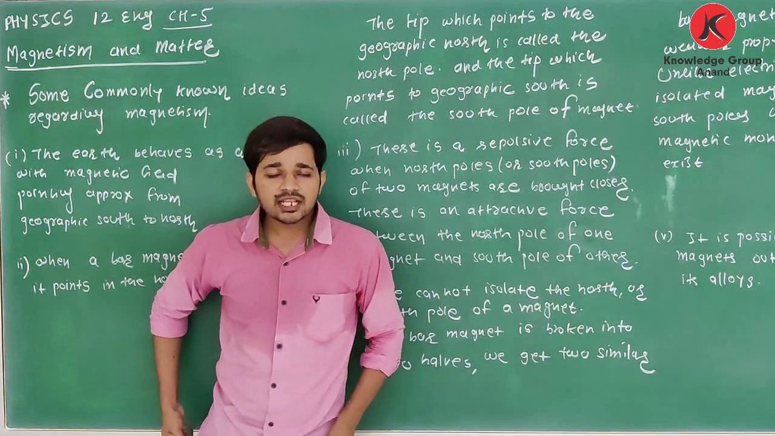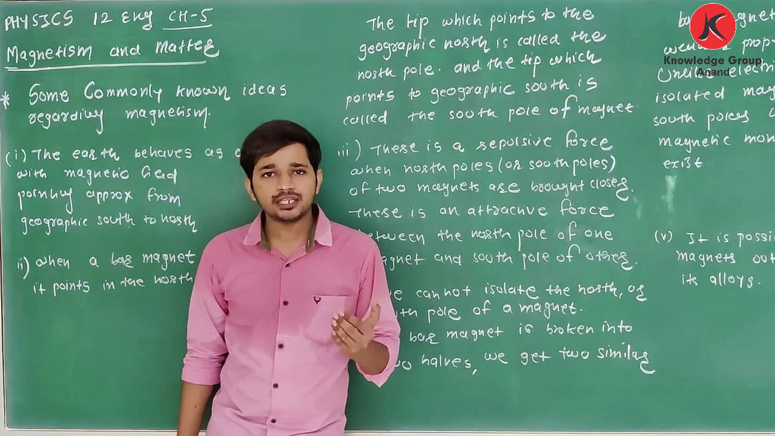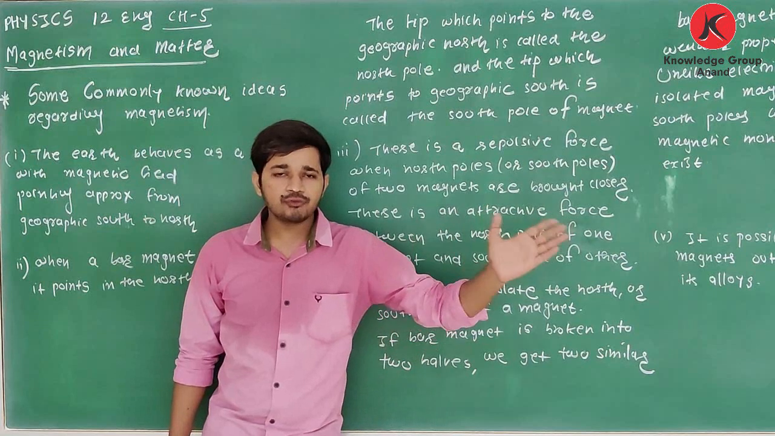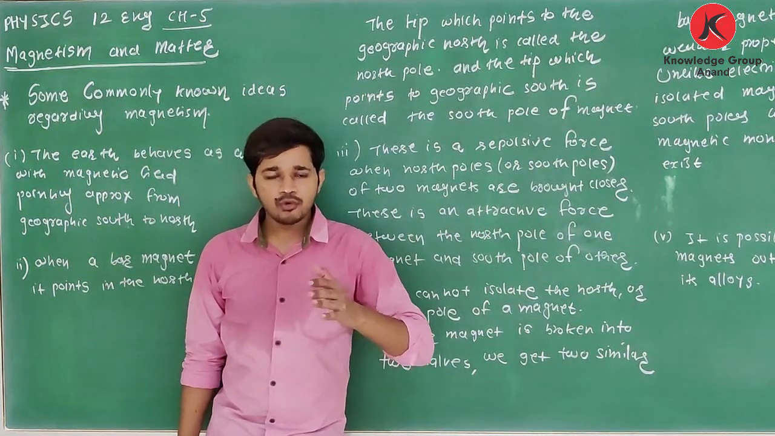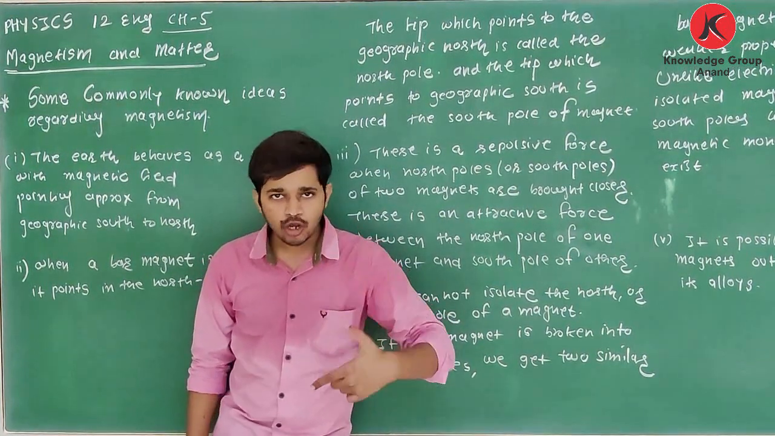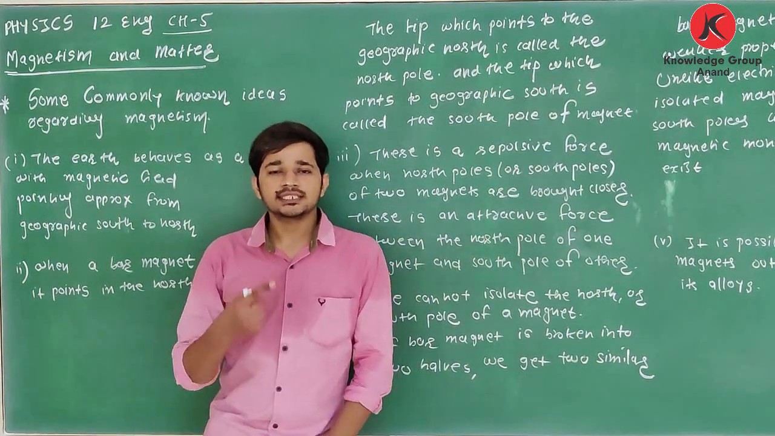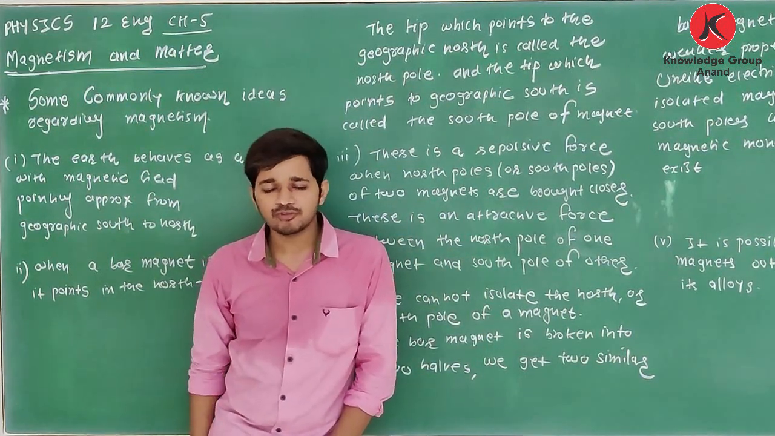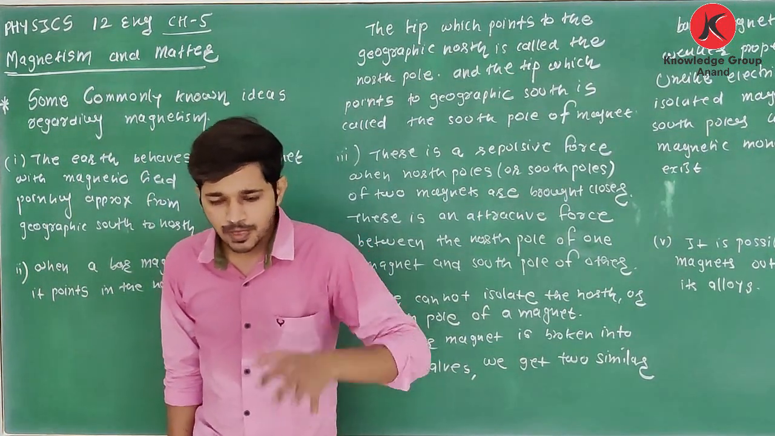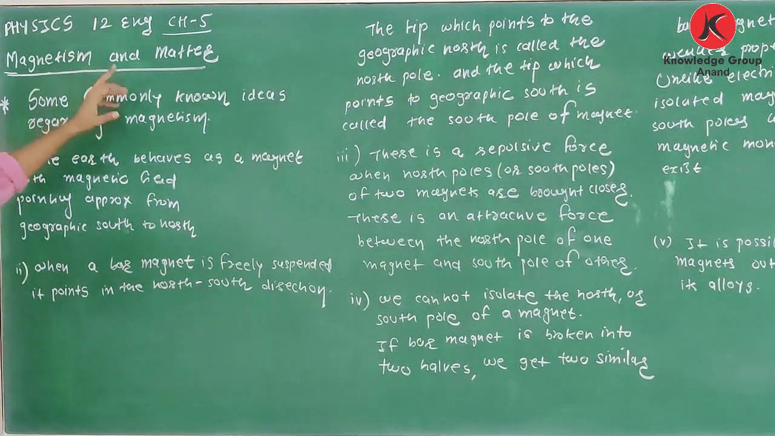In the last chapter, we proved that when charges are flowing, due to current, a magnetic field is produced. And one theory we proved: a circular current carrying coil behaves as a magnetic dipole. So now we will study chapter number 5, that is magnetism and matter.